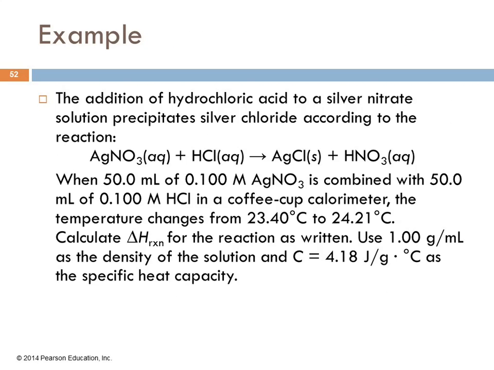So here's an example. The addition of hydrochloric acid to a silver nitrate solution precipitates silver chloride according to the following reaction. When 50 milliliters of 0.100 molar silver nitrate is combined with 50 milliliters of 0.1 molar HCl in a coffee cup calorimeter, the temperature changes from 23.40 degrees Celsius to 24.21 degrees Celsius. Calculate the heat of reaction for the reaction as written. Use 1 gram per milliliter as the density of the solution, and the specific heat of water, which is 4.18 joules per gram degree Celsius, as the specific heat capacity.